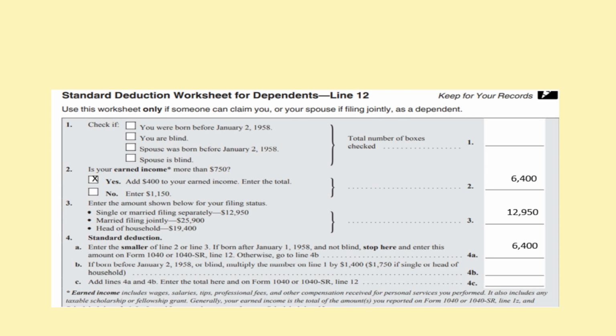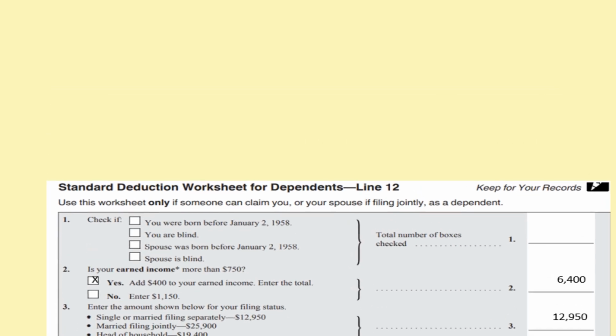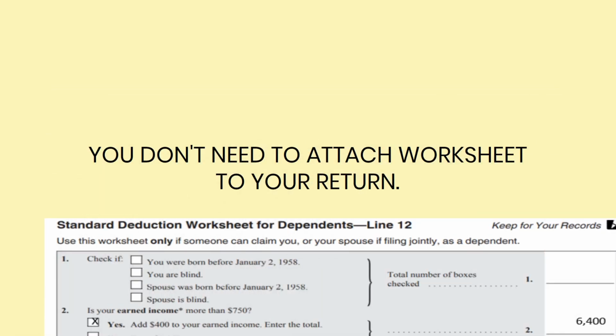since you are single. On line 4, you enter the smaller of line 2 or 3, which is $6,400. And since you were born after January 1st, 1958 and not blind, you would stop here and you would enter this amount on line 12.